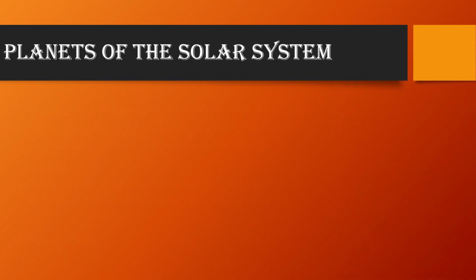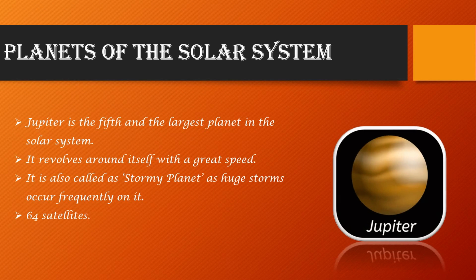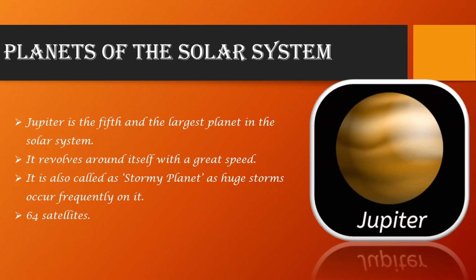The next planet is Jupiter. Jupiter is the fifth and the largest planet in the solar system. Even though the planet is large, it revolves around itself with a great speed. It is also called the stormy planet as huge storms occur frequently on it. Jupiter has 64 satellites.